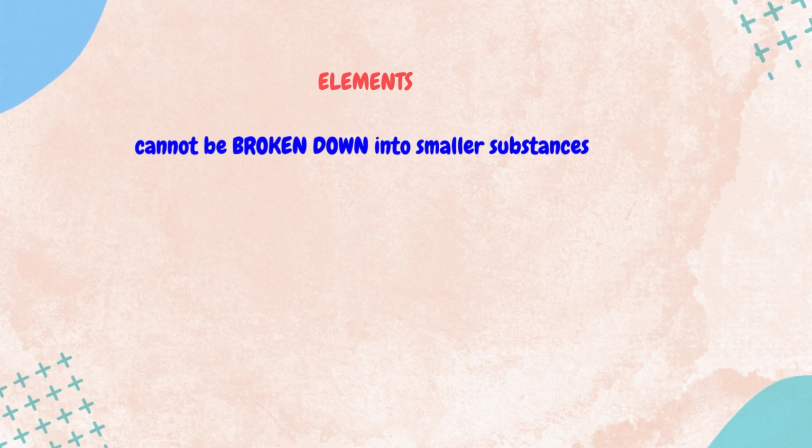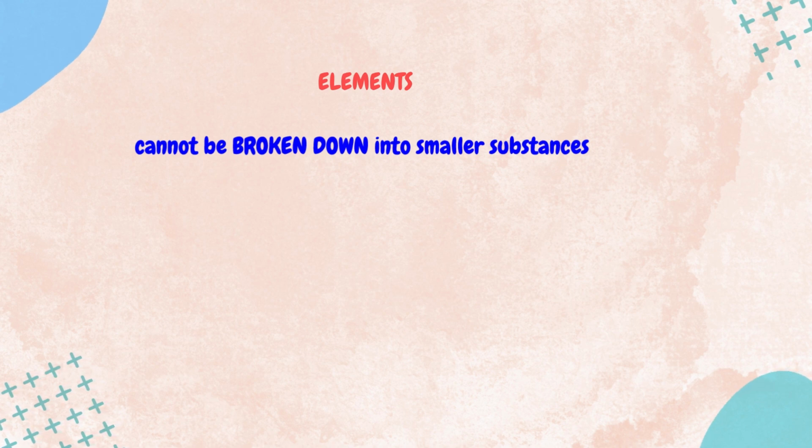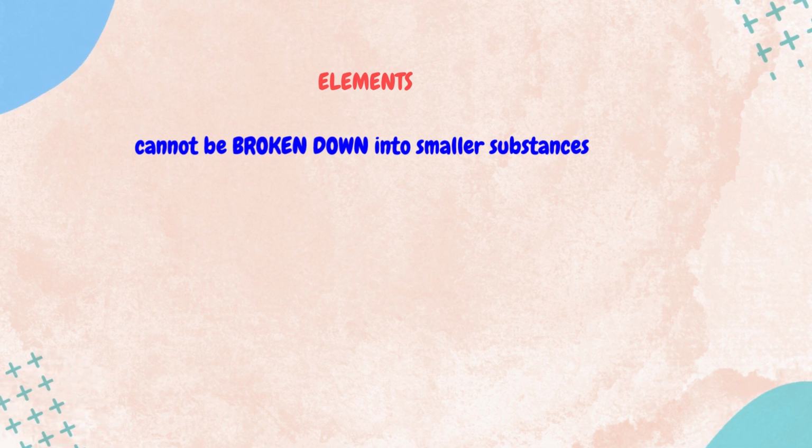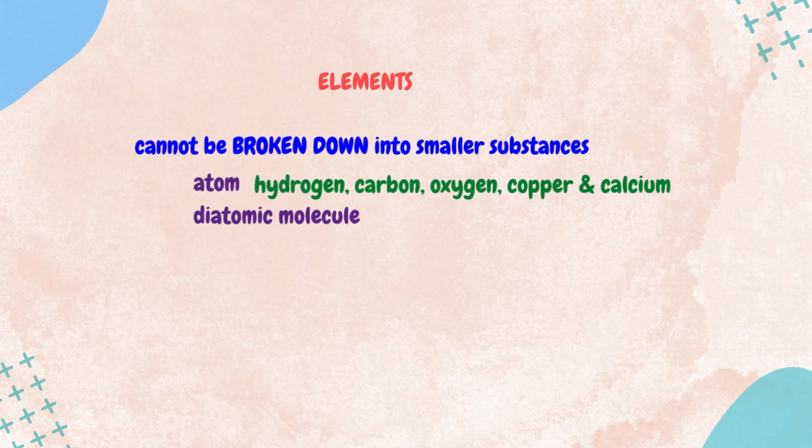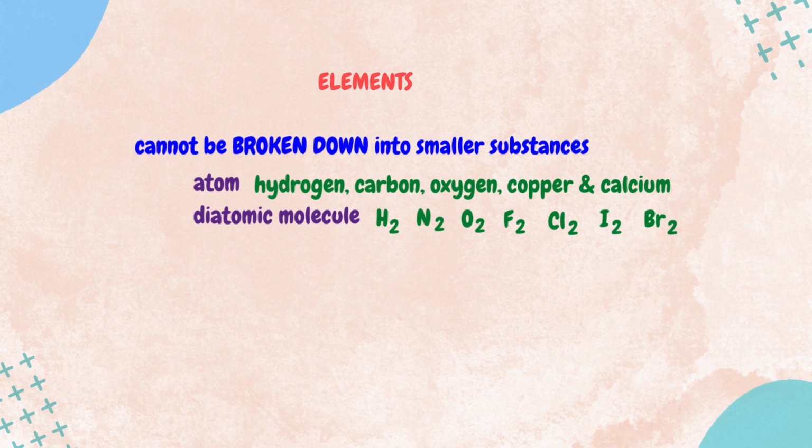To recap, an element is a substance that cannot be broken down into smaller substances by chemical or physical means. Elements exist as atoms or diatomic molecules. Examples of atoms include hydrogen, carbon, oxygen, copper, and calcium. There are 7 diatomic molecules, and they are hydrogen, nitrogen, oxygen, fluorine, chlorine, iodine, and bromine.